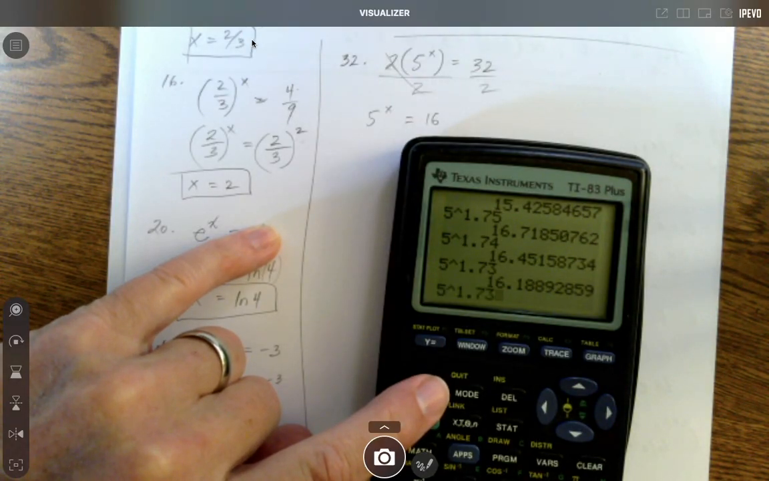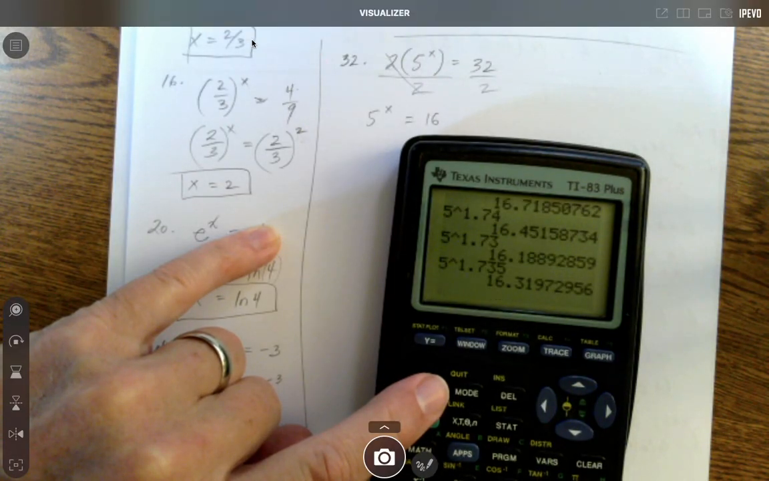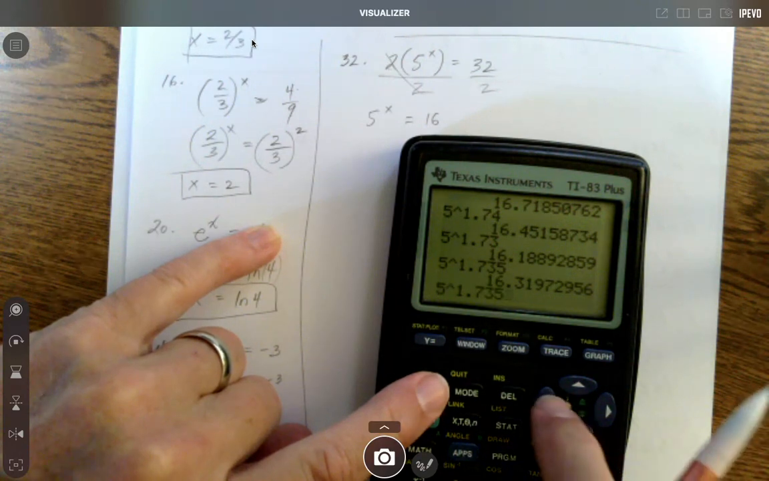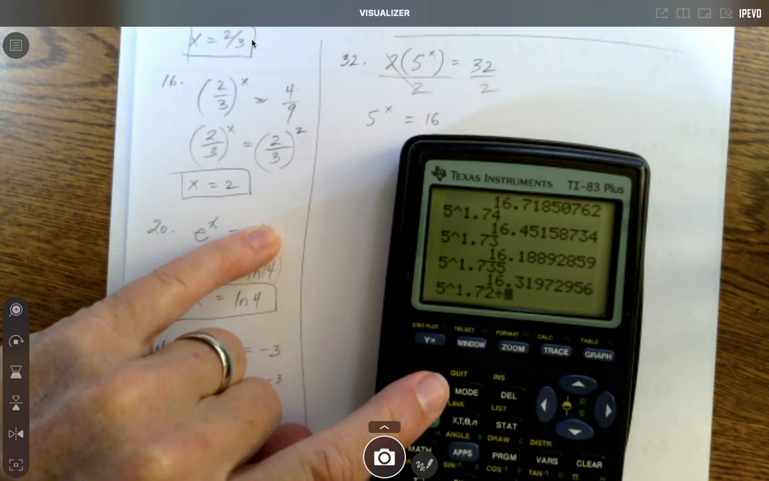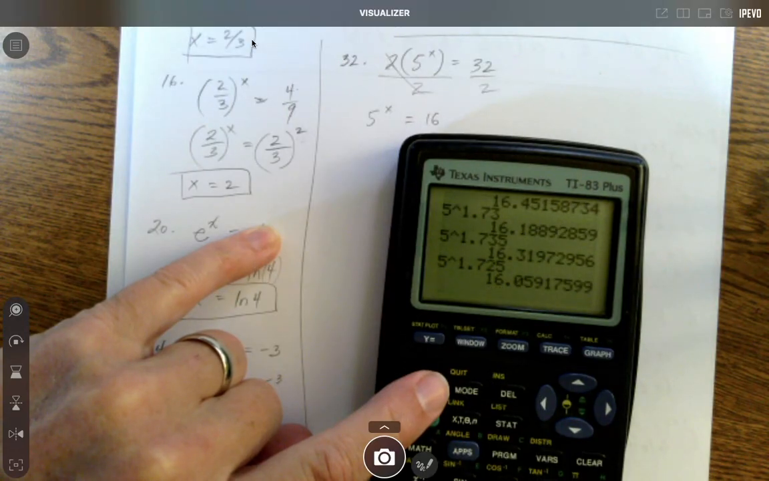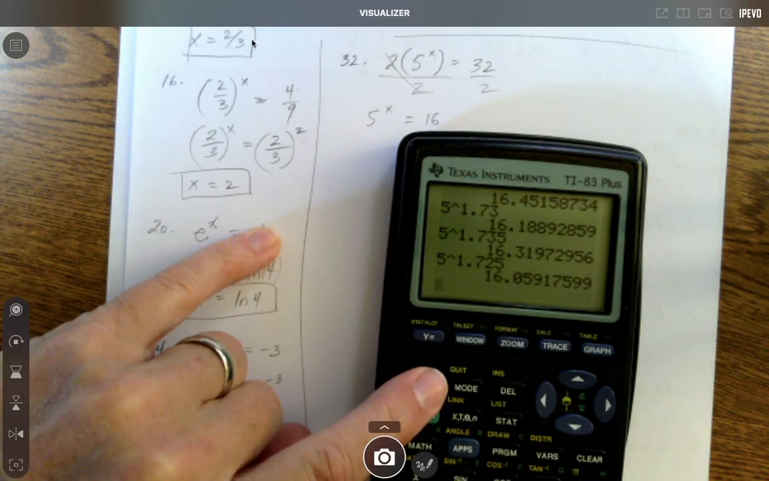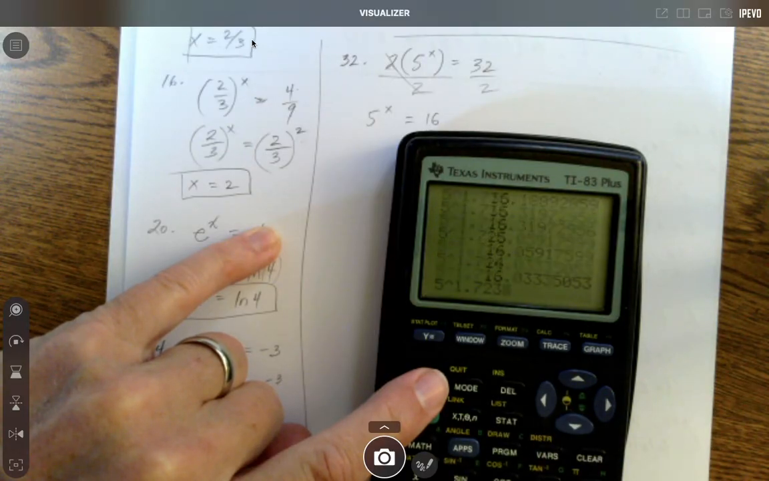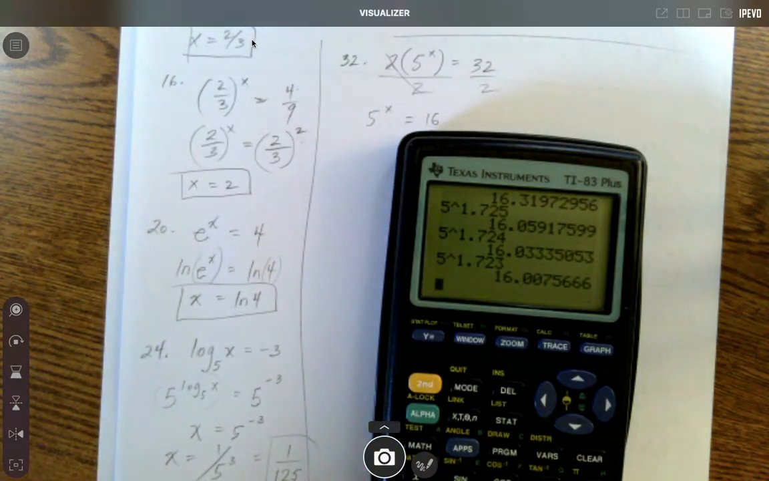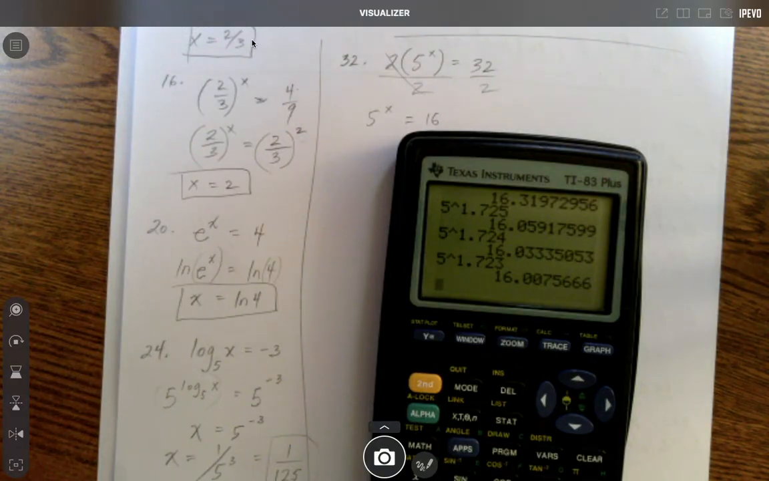1.72 is probably going to be too small, so maybe I just add on a 5 here. I'm going to have to do like 1.725. Ooh, that's really close. 1.724. Very close, right? 1.723. It's addicting. That's really close. So the answer is 1.723 approximately.